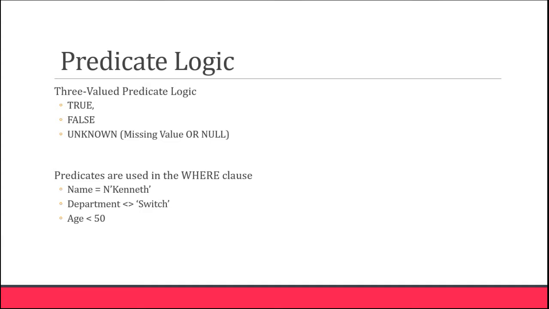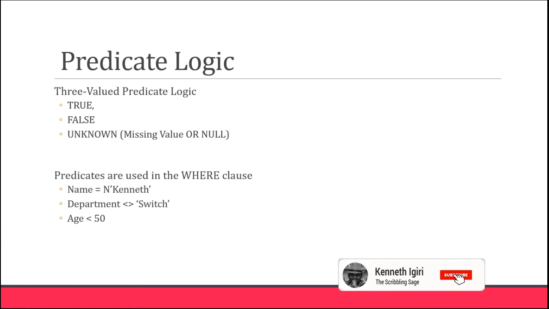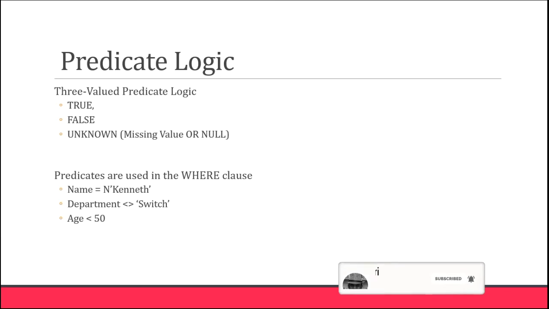Then we talk about predicate logic. You may want to think about it as Boolean algebra, really. In predicate logic, there's something we call three-valued predicate logic. An assertion can be true, it can be false, it can also be unknown. Unknown does not mean zero, and typically we represent unknown in SQL with a null. That means it's empty.